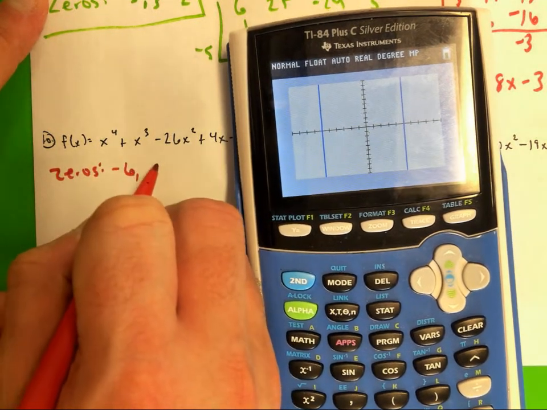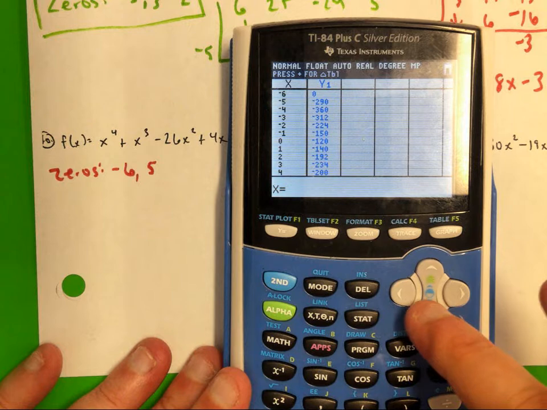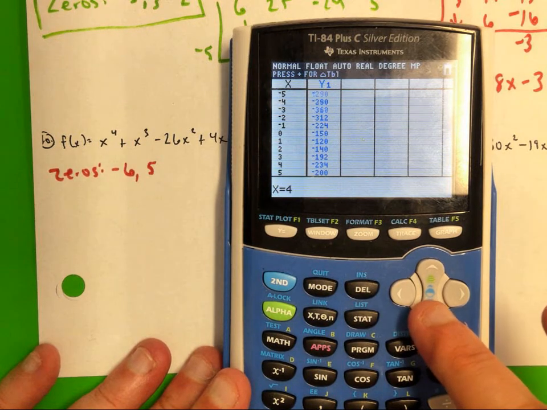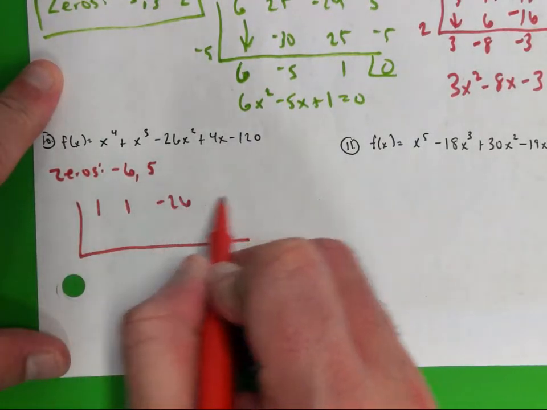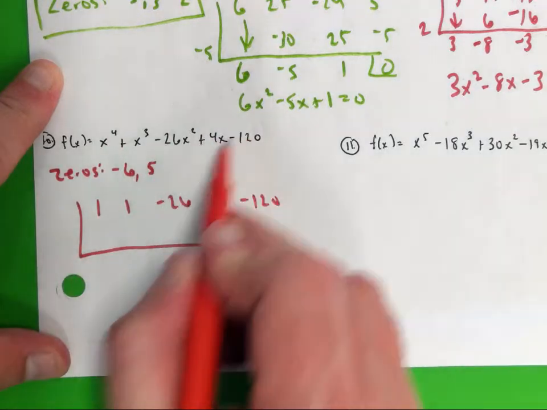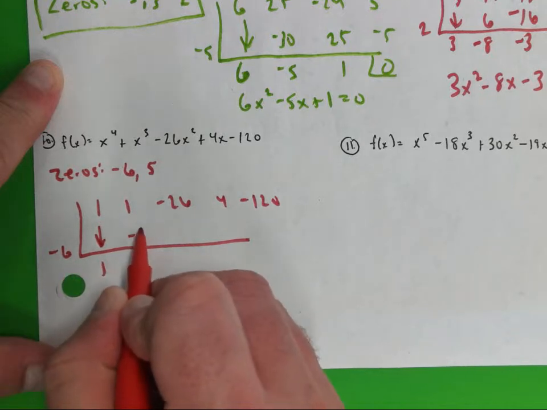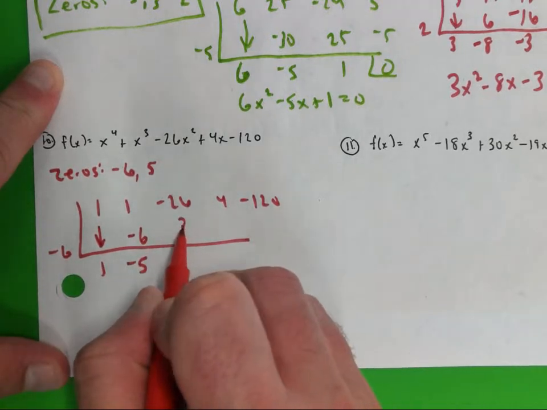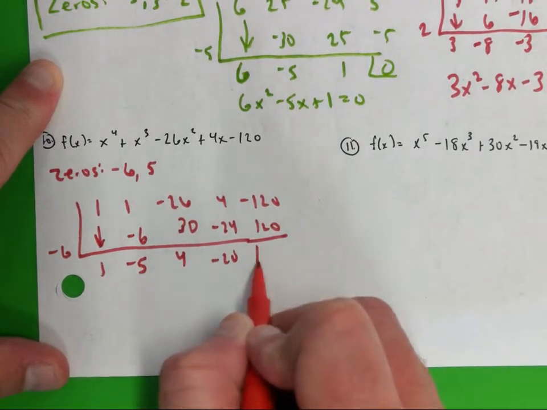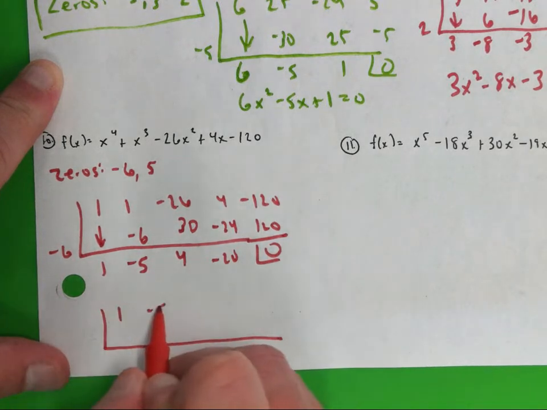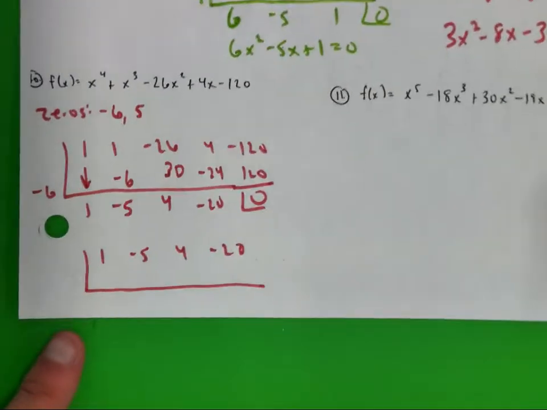negative 6 and 5. I'm going to use my table to verify that. I see negative 6 there and 5, okay? So I'm ready to break it down. Remember to check all the degrees, make sure they're present. If they're not, you got to put a 0 in there. I'm going to use negative 6 first. Once you use it, you cannot use it again for synthetic division. So I got 0 there. That's good. Now I'm going to use the 5.